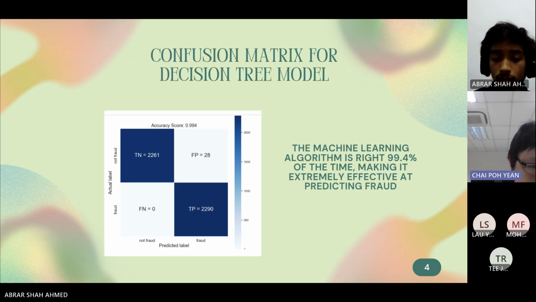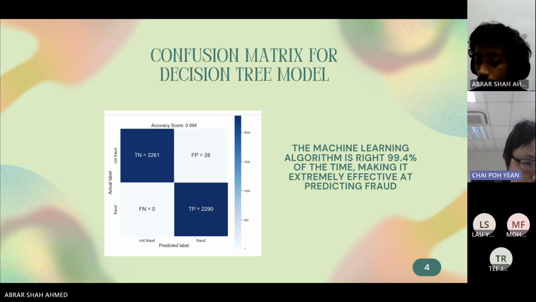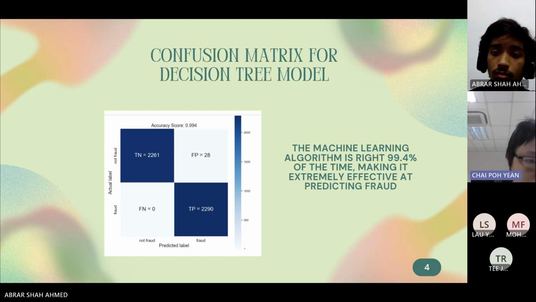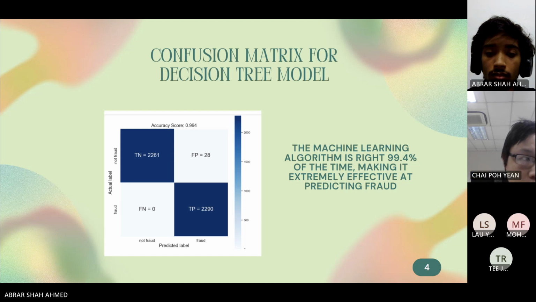Okay, we also did the confusion matrix for the decision tree model. This is our first machine learning model. We find that this model is right 99.5% of the time, making it very effective at predicting fraud. We obtain this value by looking at the true positives and true negatives over the total data points.